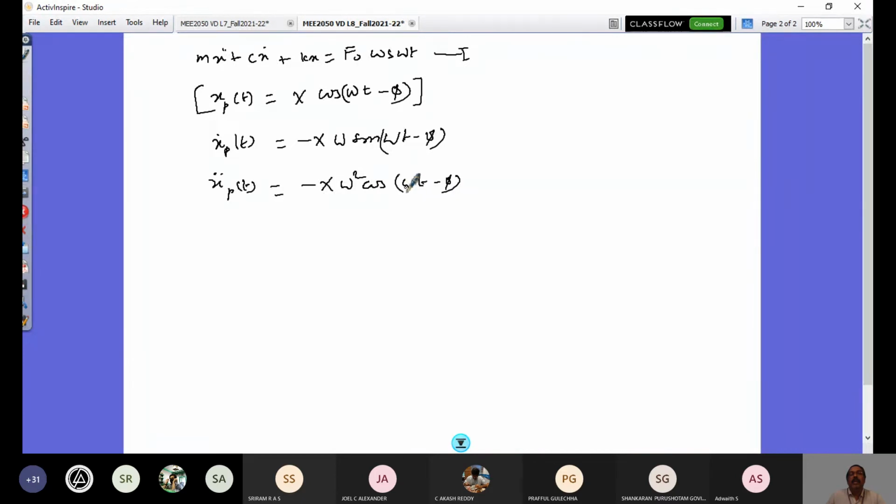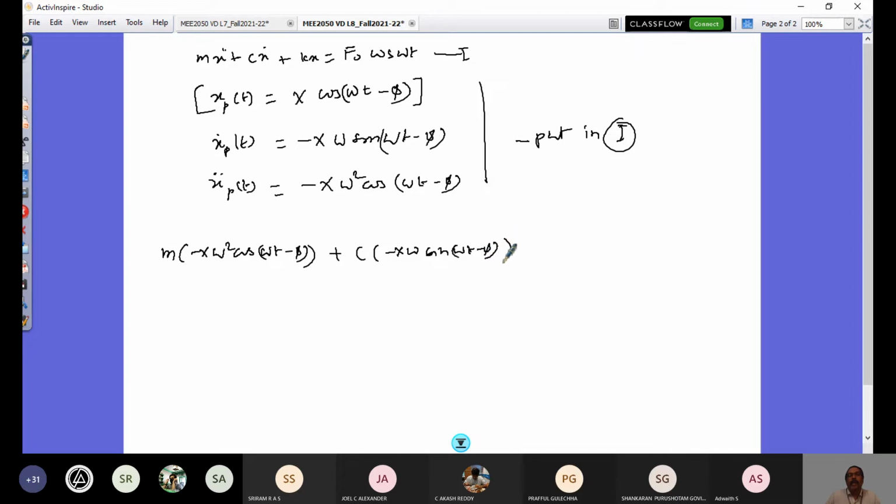All right, so substituting this all in equation 1. So put in 1, what am I going to get? I'm going to have m into minus x omega squared cos(omega t minus phi), plus c into minus x omega sin(omega t minus phi), plus k into x cos(omega t minus phi). And that is equal to f naught cos omega t.